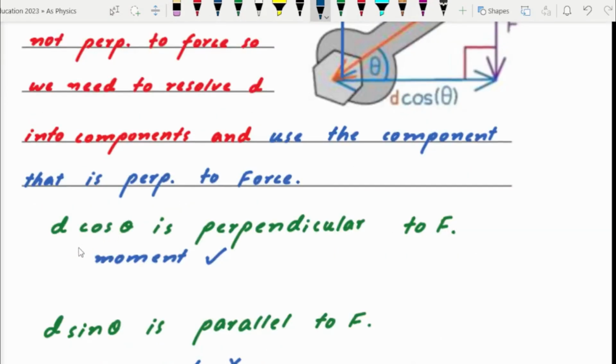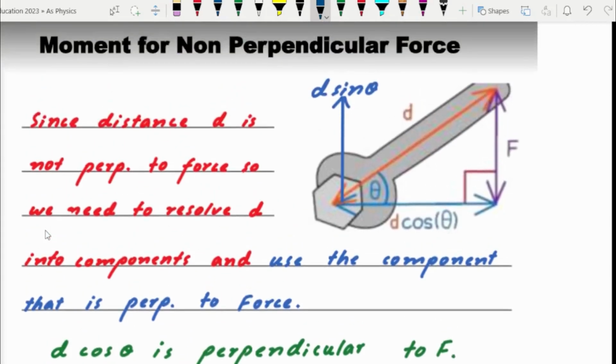So what you see is we resolved the distance into two perpendicular components. One of them was d cos theta, and d cos theta was perpendicular to F. You can check it out from here. The angle between this component and the force is 90 degrees. So this is the component of distance that is responsible for moment of force.